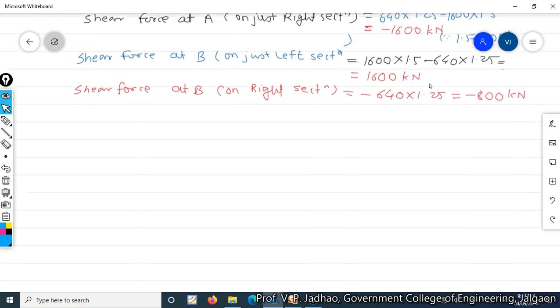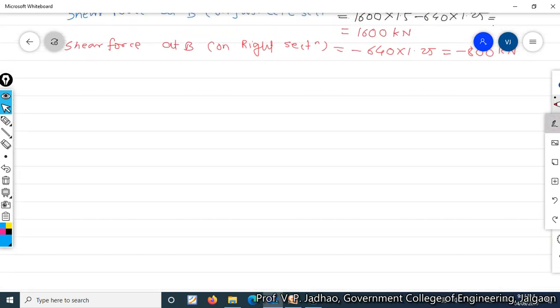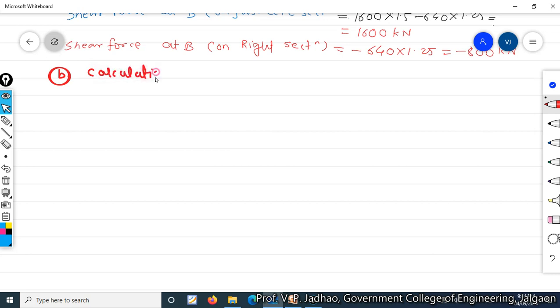Now next we will start with the calculation of bending moment. So let us consider this as B, calculation of bending moment.